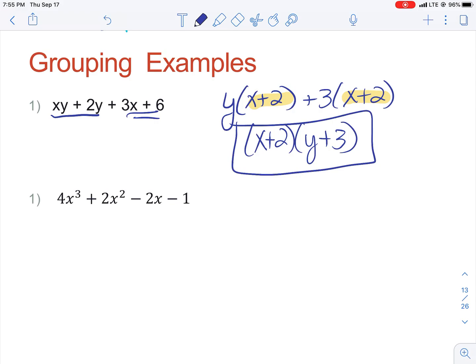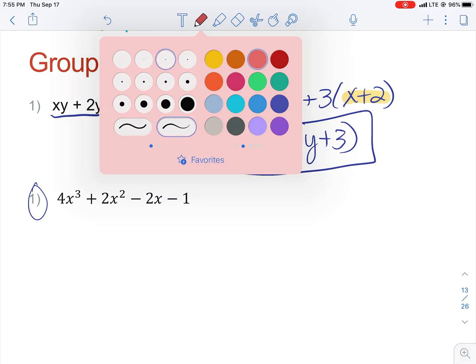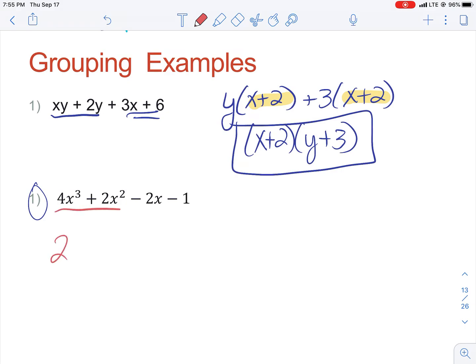Okay. So go ahead and hit pause, and I would like you to try the second one. Group the first 2, group the second 2. Hit pause. So if I take the first 2, I'd have 2x squared. That would give me 2x plus 1. Now look at the next 2.